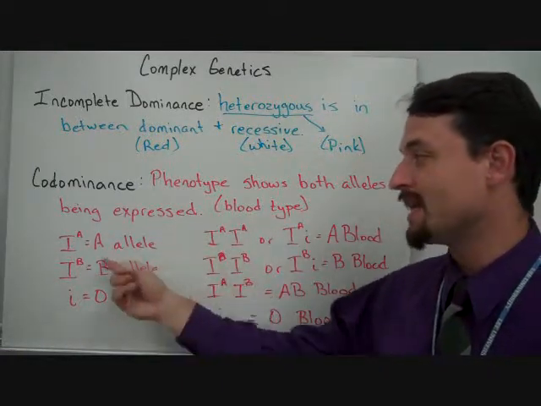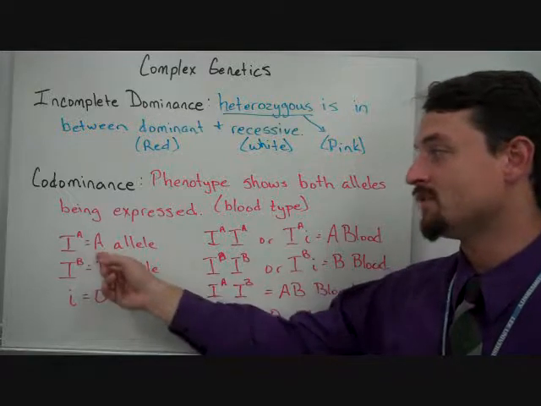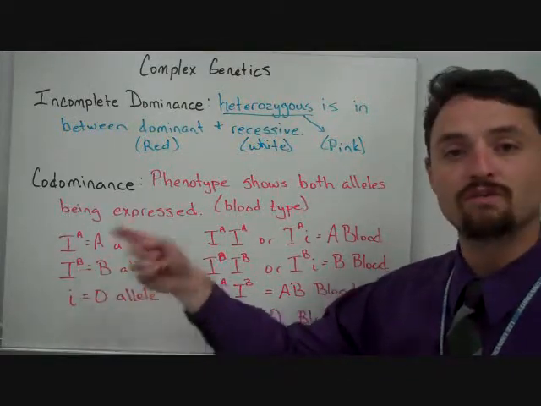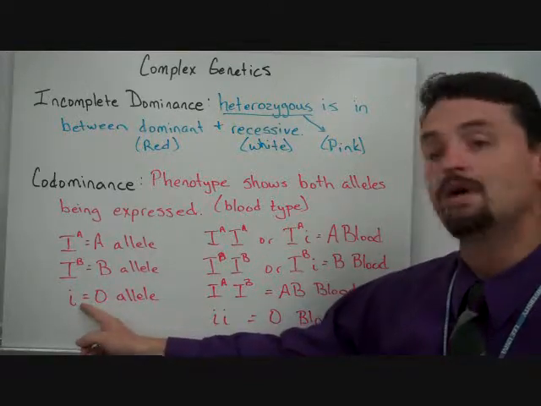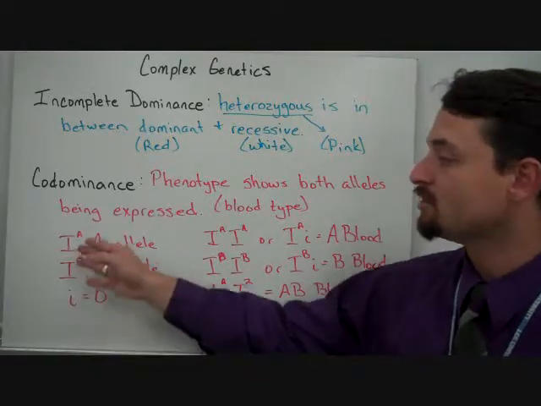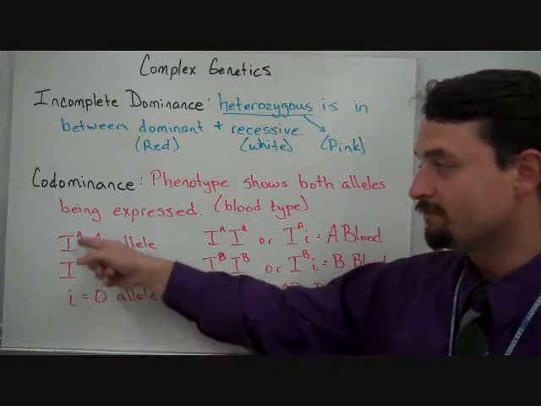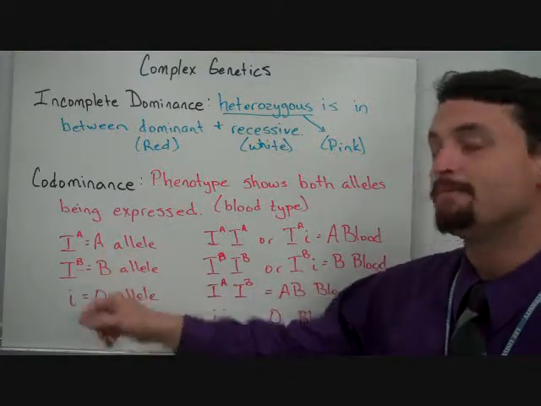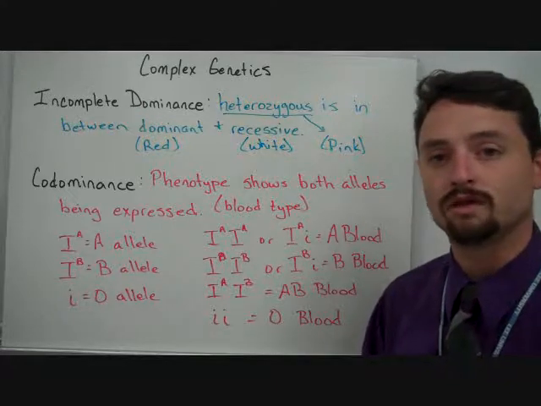So in blood type, we have an allele A, which gives you the A blood type. You have a B allele, which gives you the B blood type. And you have the little i, which would give you the O. So you actually do have a dominant and recessive being capital I or lowercase i. But you also have an A and a B allele. So you've got multiple alleles there.